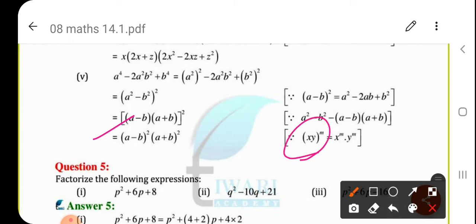Now again it's a law of exponent. Separately you can write this power on each and every term. So apply this power. So it's a minus b square into a plus b square.